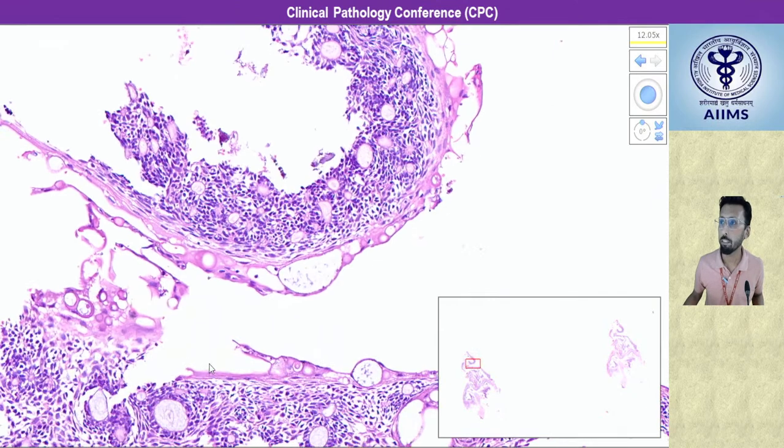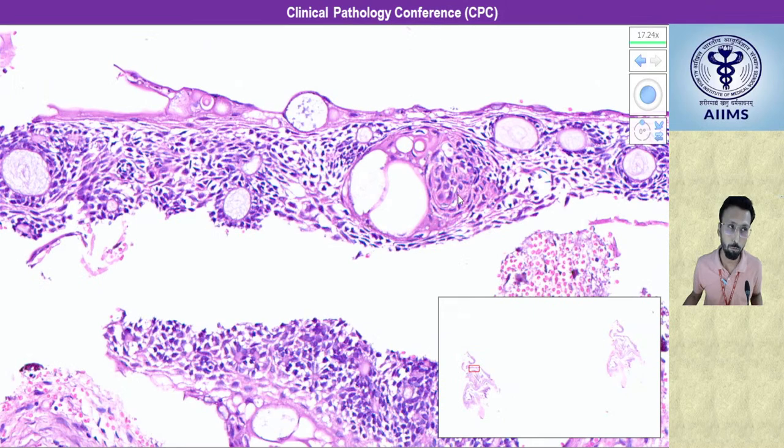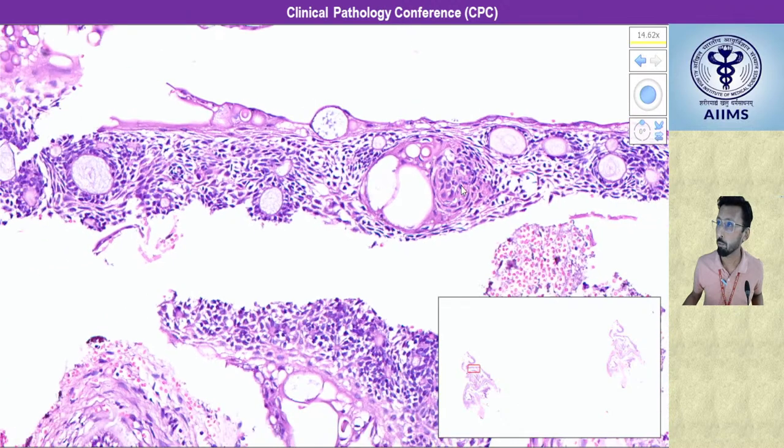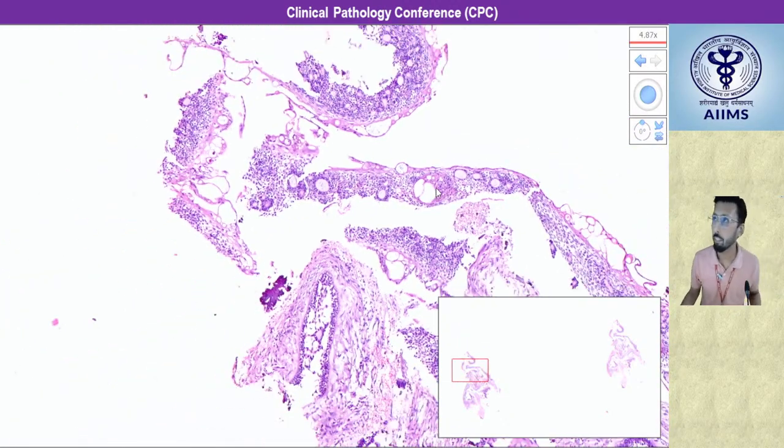Along with that, we look at other areas like this area. We can see some sort of rosette or morula formation in this area. You can see a circular arrangement of the pathological cells, or you can say a concentric arrangement of the cells. This was present in some of this area. So this is one presentation of this tumor.